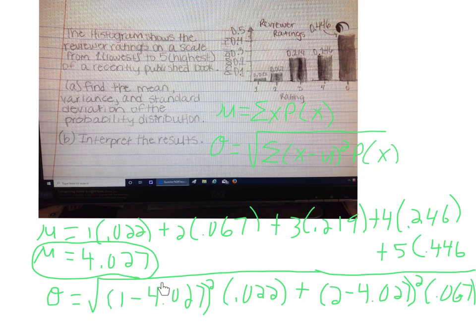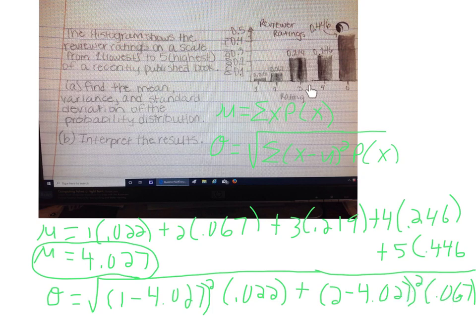I've started here, but I ran out of room, so take a sheet of paper to work this out. I looked at 1 minus the mean, and then you want to square that and multiply it by the probability, which is 0.022. Then plus 2 minus the mean, quantity squared, times its probability. So you subtract, you square it, and then you multiply by the probability.